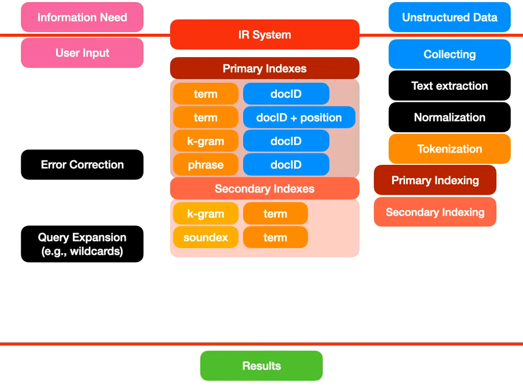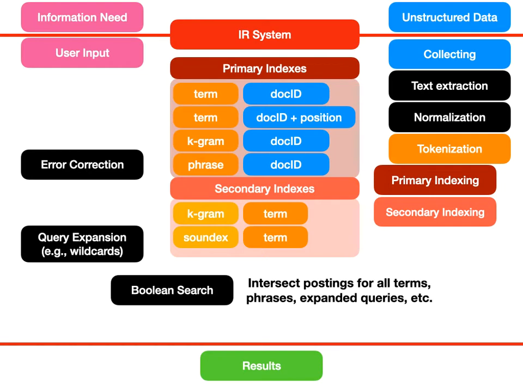So the user has input some kind of basic query, we've maybe corrected some of the terms in it, and we have expanded any wildcard type terms that exist. And now we're ready to do that thing we did at the very start, the Boolean search, right? We're going to pull out the postings from the primary indexes using our expanded and corrected query. And also, we're going to find the postings for documents of all the terms, of all the phrases, of all the expanded queries, all that good stuff.